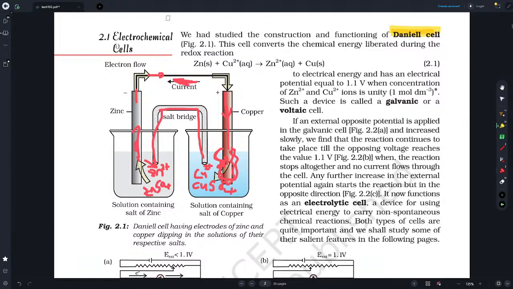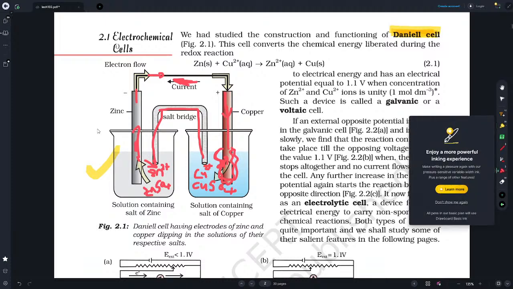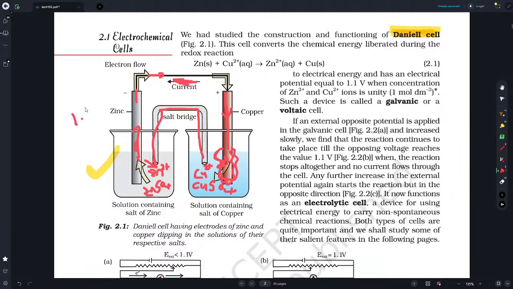Let's read the paragraph. We have studied the construction and functioning of the Daniell cell. Daniell cell is using zinc as an anode and copper as a cathode. This specific cell is what we call the Daniell cell. This cell has a cell potential of 1.1 volt.